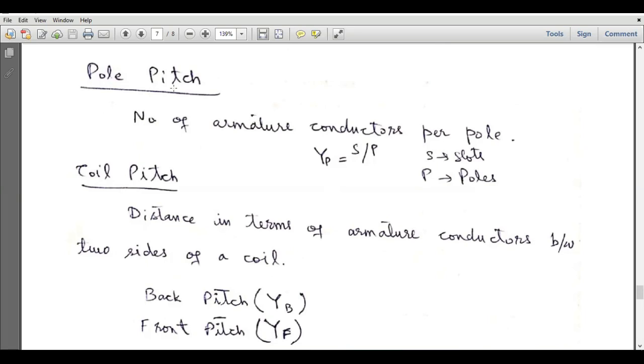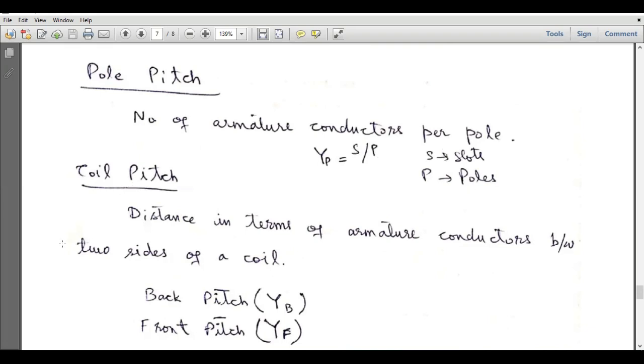So first term is called pole pitch, and pole pitch is the number of armature conductors per pole, right? So mathematically, pole pitch or YP is equal to number of slots divided by number of poles. If the stator of the machine has four poles and if the total number of slots in the armature are 32, then the pole pitch will be equal to 32 by 4, which is equal to 8.